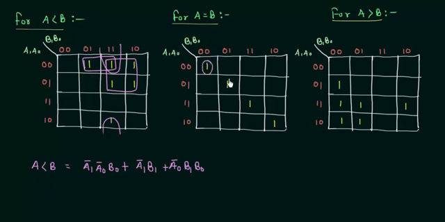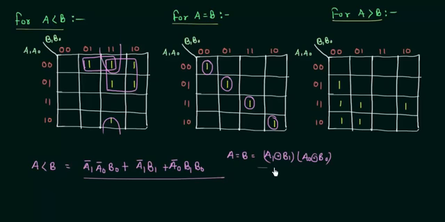In the second case, for the second output, when A is equal to B, you cannot do the groupings because the ones are in diagonal positions. So you have to write the values individually. I'm not writing it down, you can do it by yourself, but I will write down the minimized answer that you will find after the minimization, which is A1 XNOR B1, A0 XNOR B0. So these are the 2 expressions that we have got for the first 2 outputs.